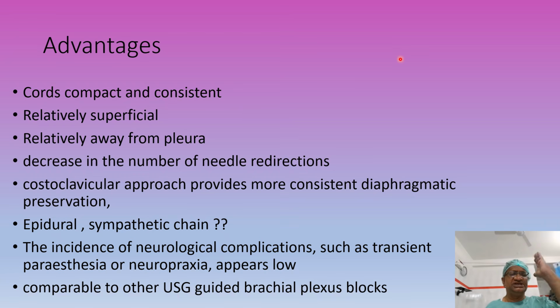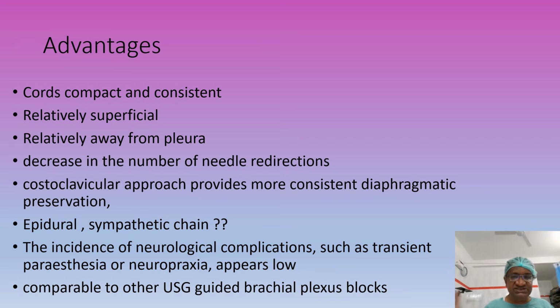So what are the advantages? Cords are compact, consistent. They are relatively superficial, 3 to 4 centimeters. Away from pleura. We saw the pleura is so much away. The decrease in the number of needle redirections. More consistent diaphragmatic preservation. Where is the epidural? Where is the sympathetic chain? Nothing.